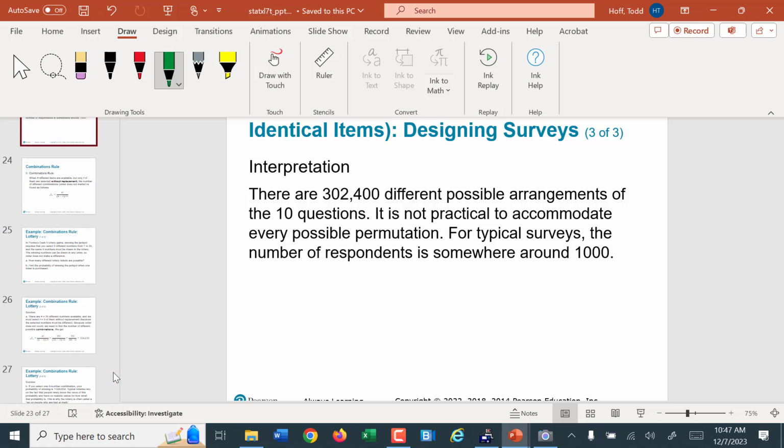So the question is, is it possible to survey enough people so that all the different combinations, or arrangements, I should say, of questions are used, all the different permutations of questions? Not unless we're going to survey 300,000 people. Typically, we only survey about 1,000.